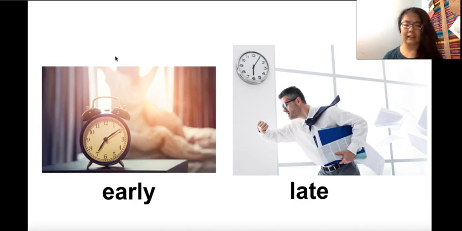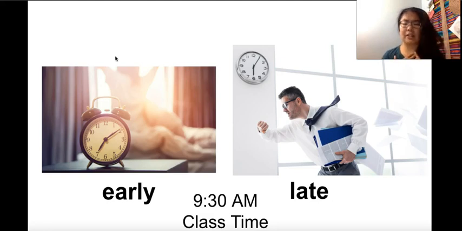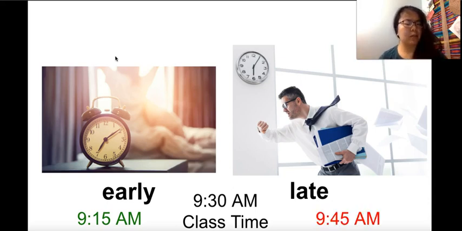Early or late, right? Oh, I wake up early in the morning. I wake up at 5:30, 6:30, right? Or, oh my goodness, I'm running late. Or I stay up late at night. Example, if your English class starts at 9:30 in the morning, 9:30 is on time. If you go to English class at 9:30, you're on time. If you go to English class at 9:15, you're early. But if you show up at 9:45, then you are late. Right? Usually your teacher does not like it if you're late.